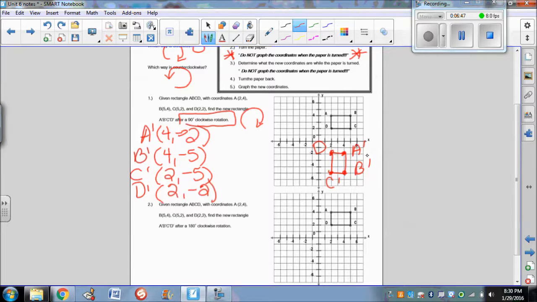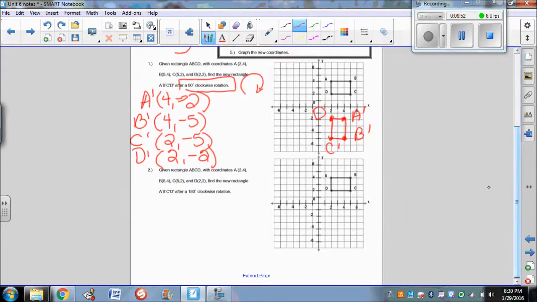Okay, so let's look at example 2. This one should go a little bit faster. We have the same rectangle, but now they're asking us to do a half turn with it. 180 degrees is a half of a turn. Okay, so let's do exactly that.